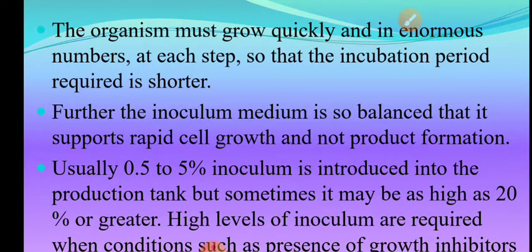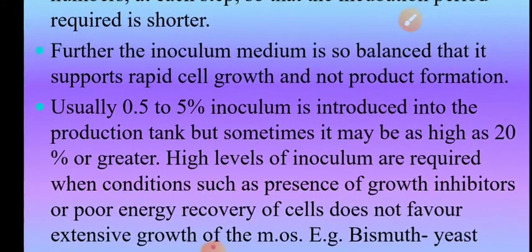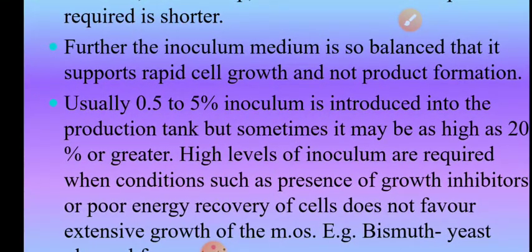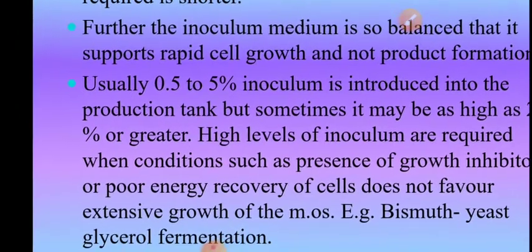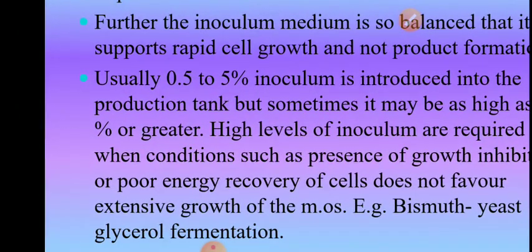Organisms must grow quickly and in enormous numbers at each step, so that the incubation period required is very short, right? So organisms must grow quickly in enormous numbers and the incubation period should be short. So we need to follow inoculum buildup. Further, the inoculum medium is balanced in such a way that it will support rapid growth of cells, that means rapid growth of microorganisms, and not product formation.